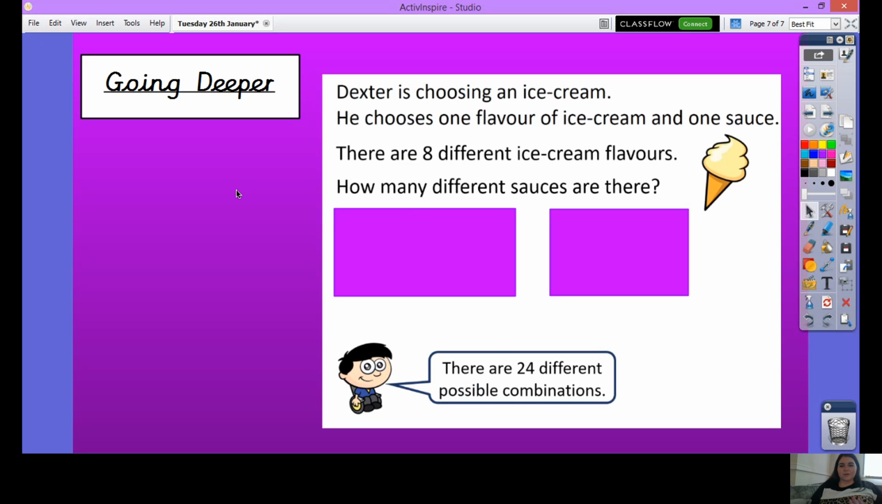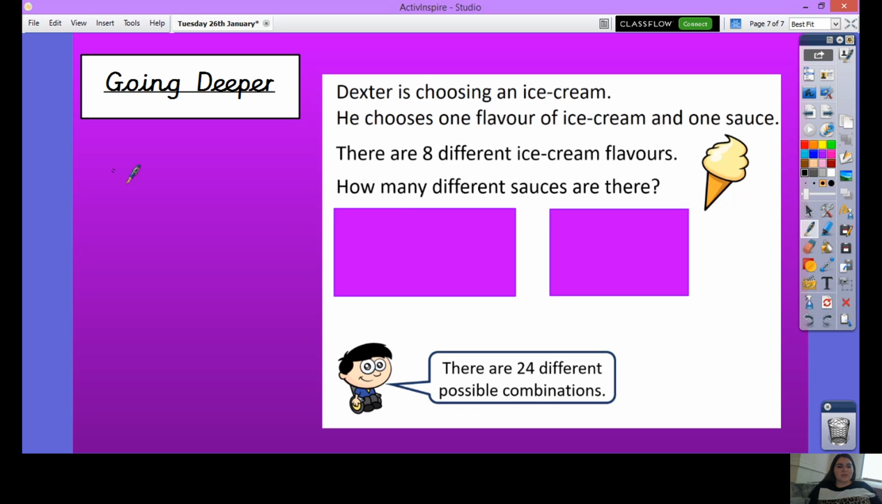Okay. So this one, don't worry, I haven't revealed an answer. It's meant to be there. Right. Going a bit deeper. So if you're feeling quite confident with this, let's look at how we can work backwards. Dexter is choosing an ice cream. He chooses 1 flavour of ice cream and 1 sauce. There are 8 different ice cream flavours. How many different sauces are there? And your clue is that there are 24 different possible combinations.